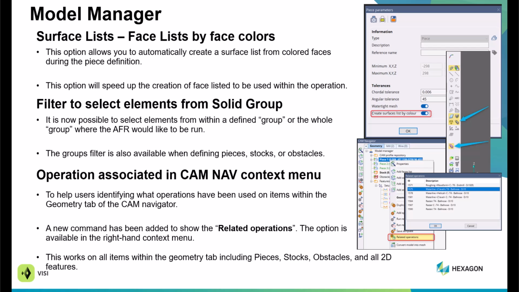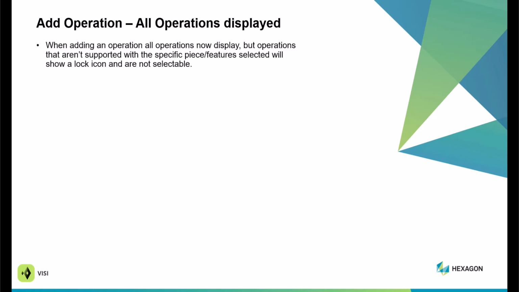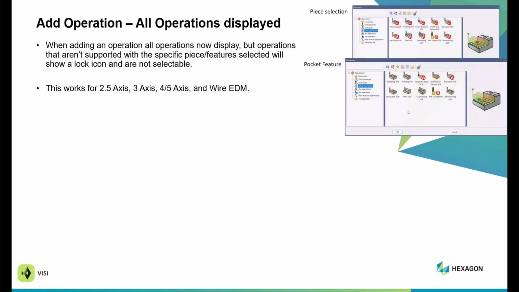As you can see, when we right-click on it, this is what it looks like, showing all the associative operations to that piece. Add operations. When adding operations for all of the interfaces, piece, feature, stock, you will see a lock icon next to the operation if it's not available within the certain selection you're doing. For example, the top one is a piece selection. You can see none of the 2-axis operations are available. And the second one is a pocket feature. You can see all the available operations.